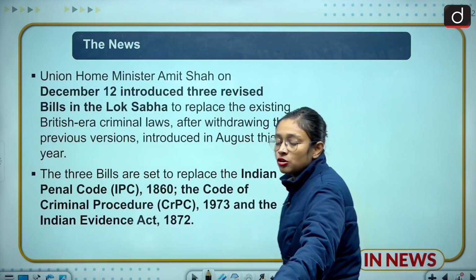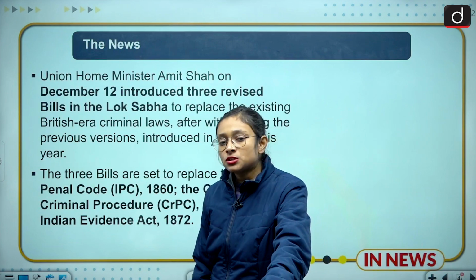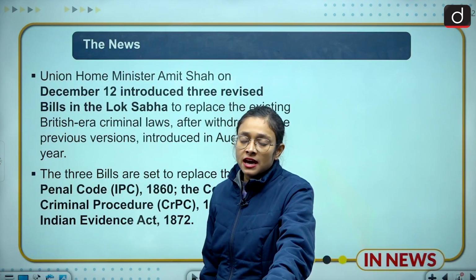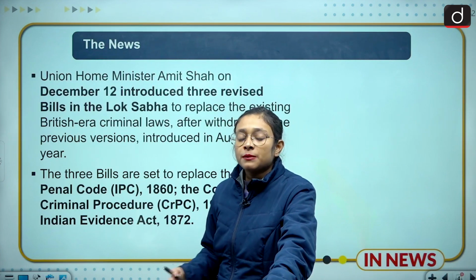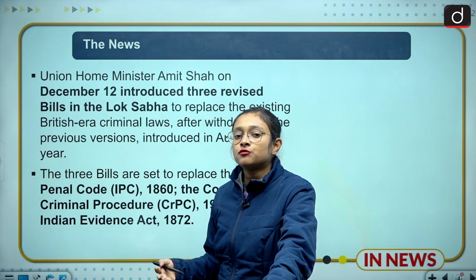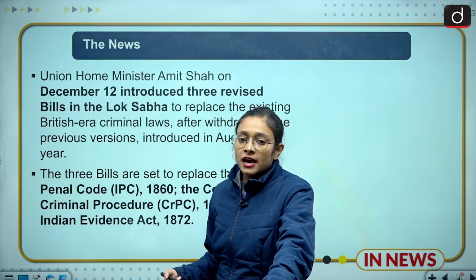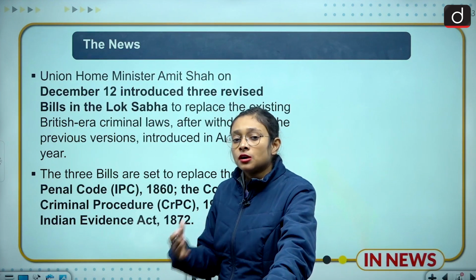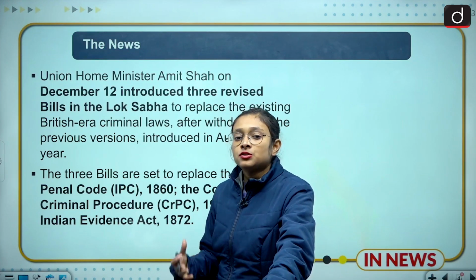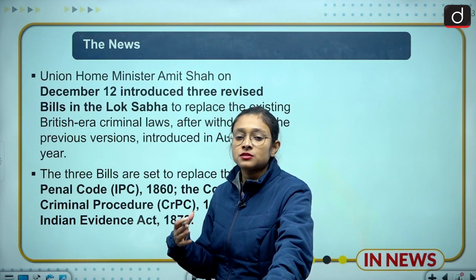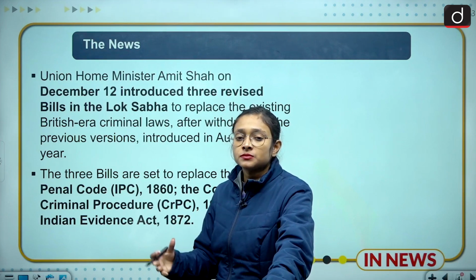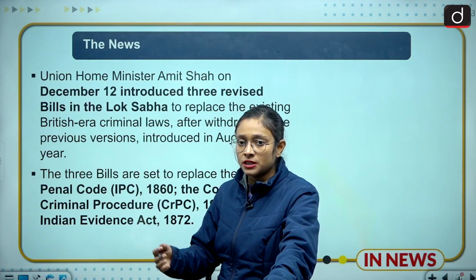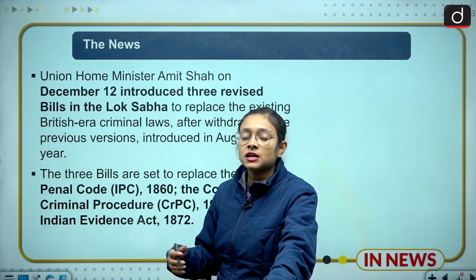On 18th December, we saw that Amit Shah, the Home Minister of India, tabled 3 bills. These 3 bills were based on the recommendations on the earlier version of the bills introduced in August. The Home Minister is saying that we have changed so many provisions that serve justice to the people. It is not mere lip service, it will serve justice to the people of India, and the earlier versions of the bills are outdated in nature.